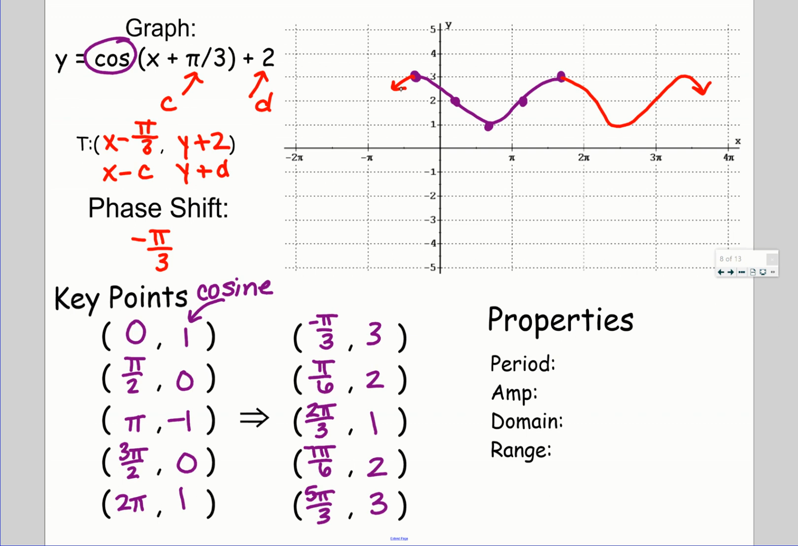Period: 2 pi over b. There was no b here. There was no horizontal stretch or shrink. So my period is still 2 pi. From where it started to where it ended, it's 2 pi wide. Amplitude is half of the height of the wave. This wave is 2 units high. Half of it is 1. It's also a 1 for my a value. Domain is always all real numbers. Range is 1 to 3 with brackets.